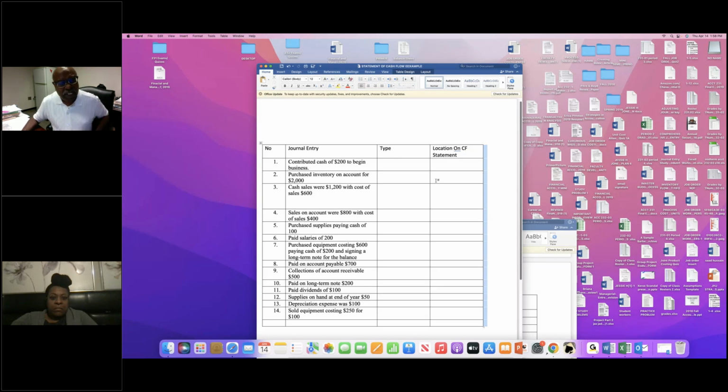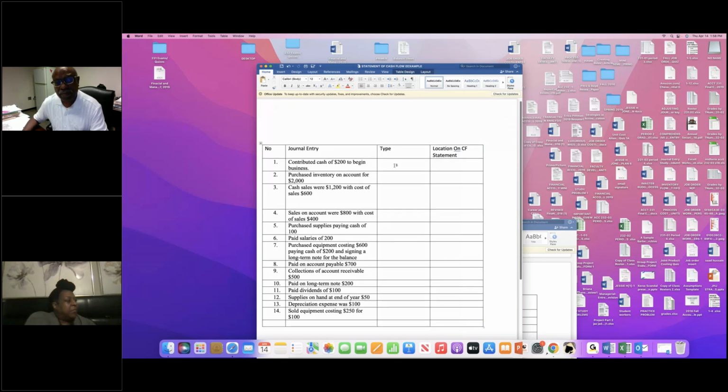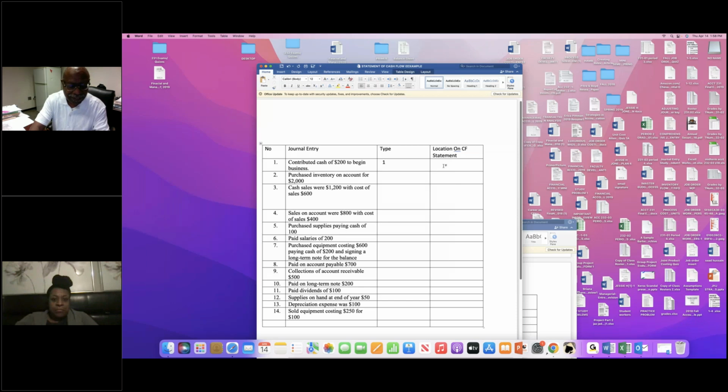Okay, so when we contribute cash to begin a business, what type is that? Journal entry type what? The first one you learned. Type 2? No, that wasn't the first one you learned. Type 1. You learned 1. Okay. And where does a type 1 go on the statement of cash flow? Part 1, 2, or 3? Part 3. Okay.